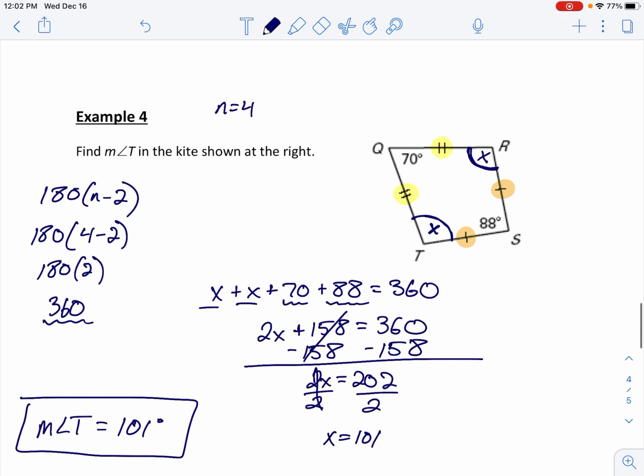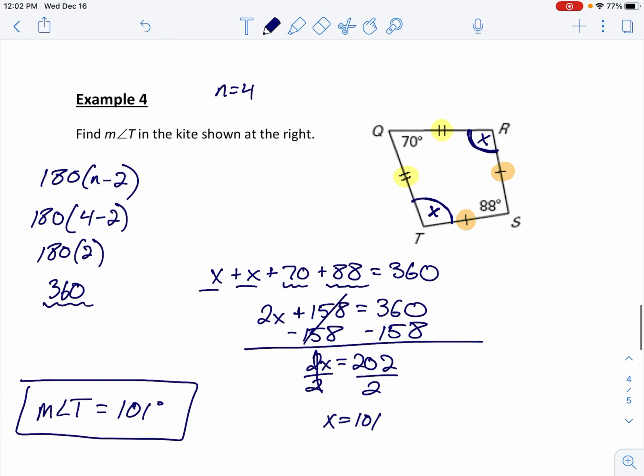All right, so there's an example for kites. So the two big things today, we talked about kites and trapezoids, two other special types of quadrilaterals, but they are not parallelograms.